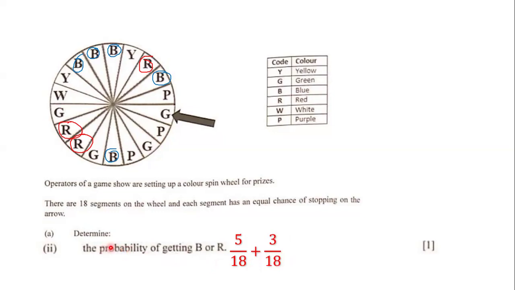Now they say that we want to determine the probability of getting blue or red. Because they use the word or, we have to add these two fractions. So we have 5 over 18 plus 3 over 18, and that gives us 8 over 18. And we simplify this fraction, divide both top and bottom by 2. 8 divided by 2 is 4, and 18 divided by 2 is 9. So the probability of getting blue or red is going to be 4 over 9.